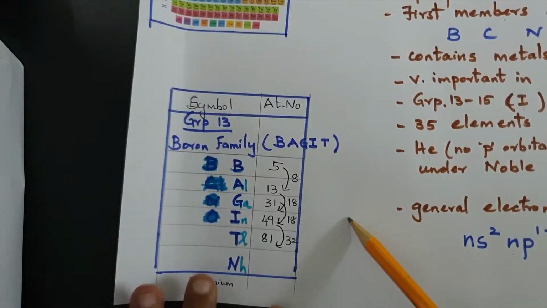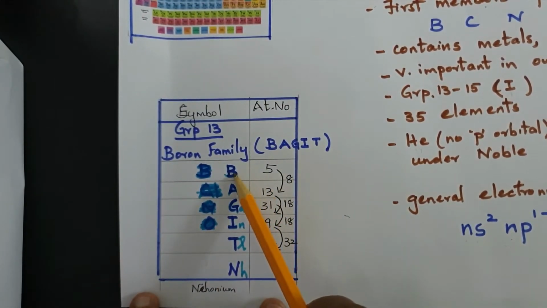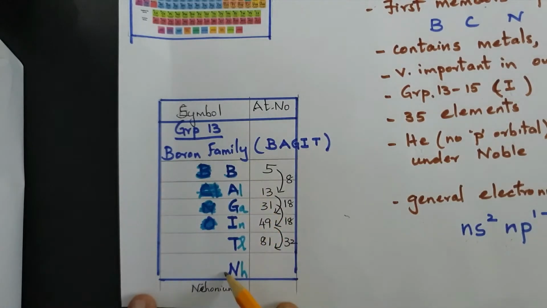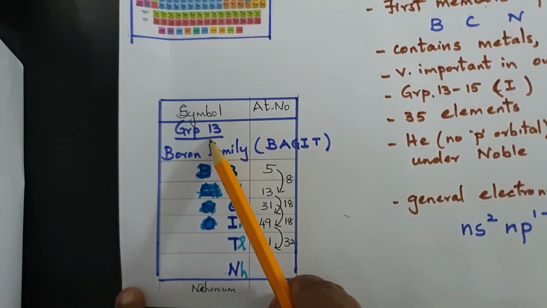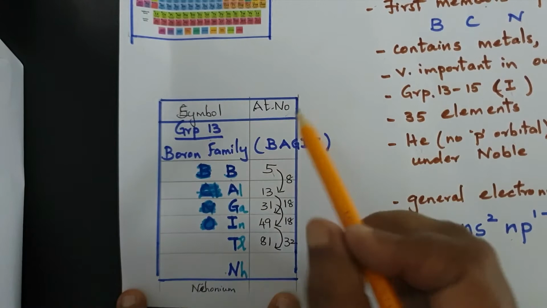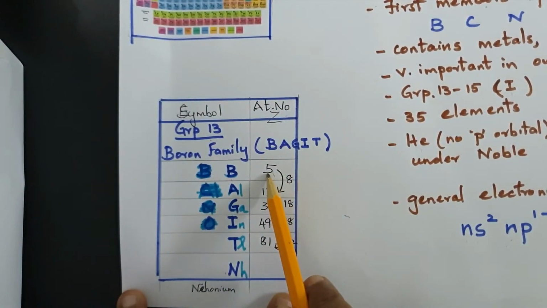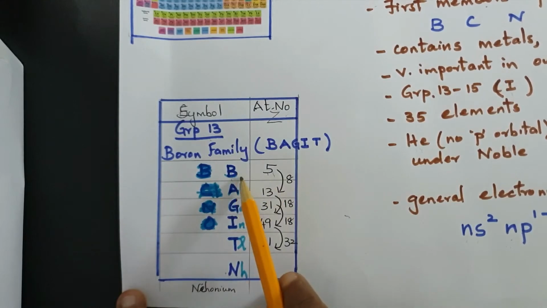Now for each of the groups, if you know the first element's atomic number, you can calculate the atomic numbers of all the elements present in that particular family. Let's take group number 13, which is the boron family. Boron, you know, has an atomic number represented as Z. Atomic number is 5.